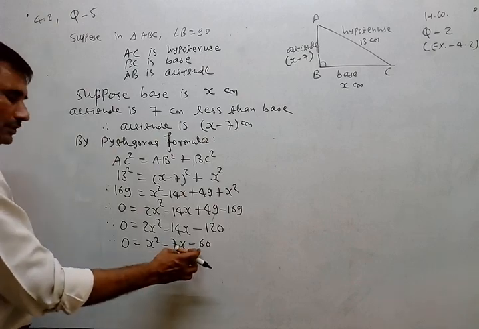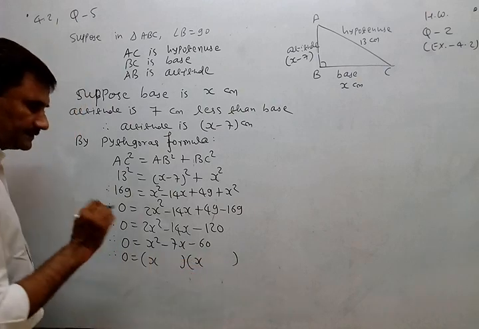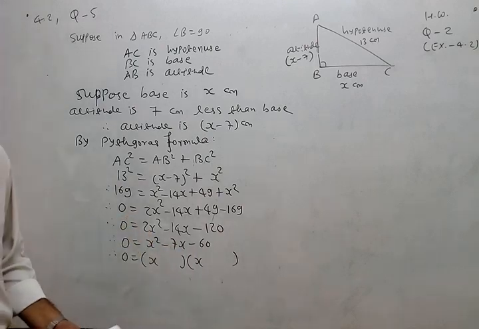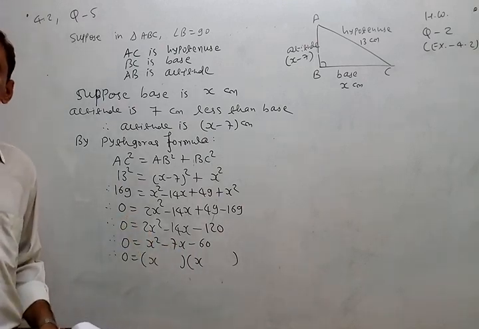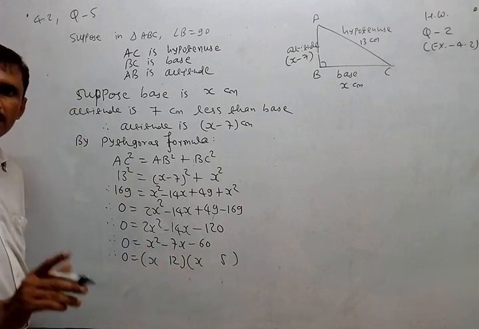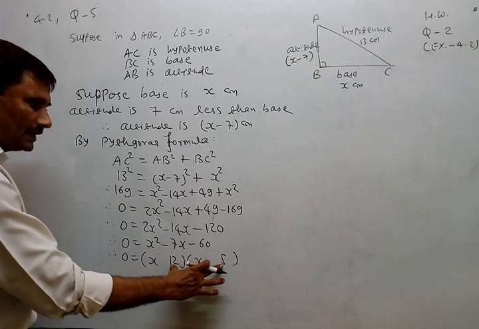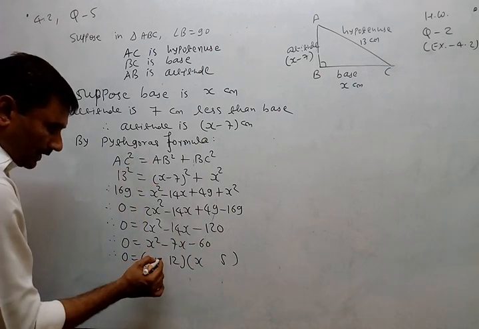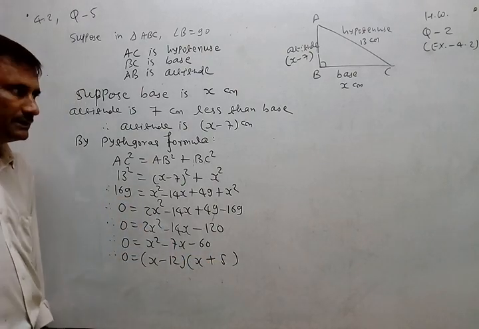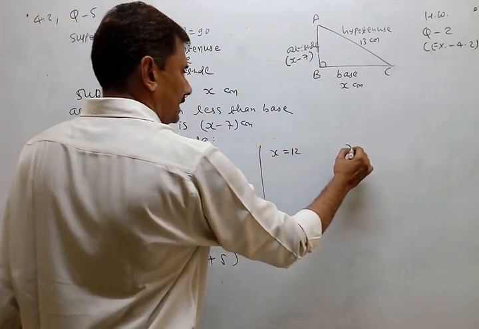Now directly you can write the factors. How? Because a is 1, select two factors of 60 whose difference is 7. 10 times 6 is 60, not possible. 12 times 5 is 60, possible, because 12 and 5 give difference 7. Find different pairs of factors of 60 until you get the appropriate pair. Now I must place minus here and plus here so that minus 12 plus 5 becomes minus 7. So x equal to 12 and x equal to minus 5.